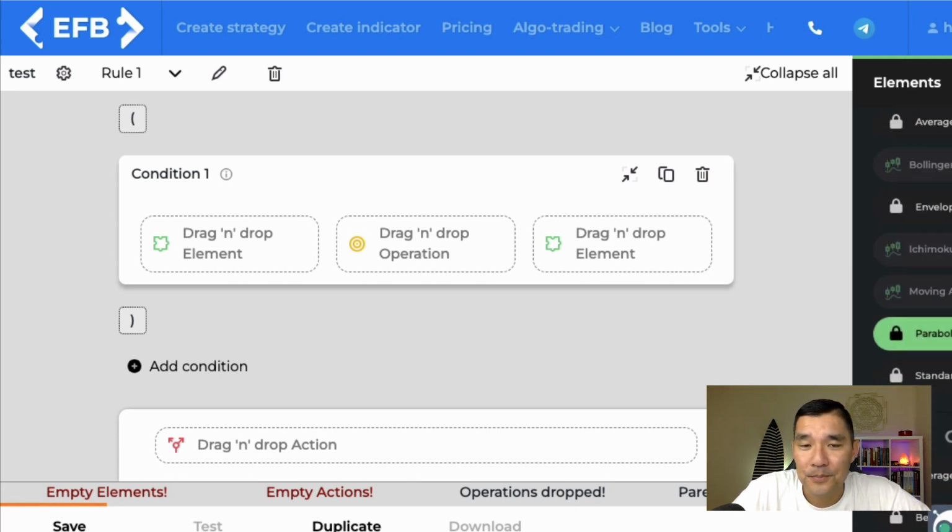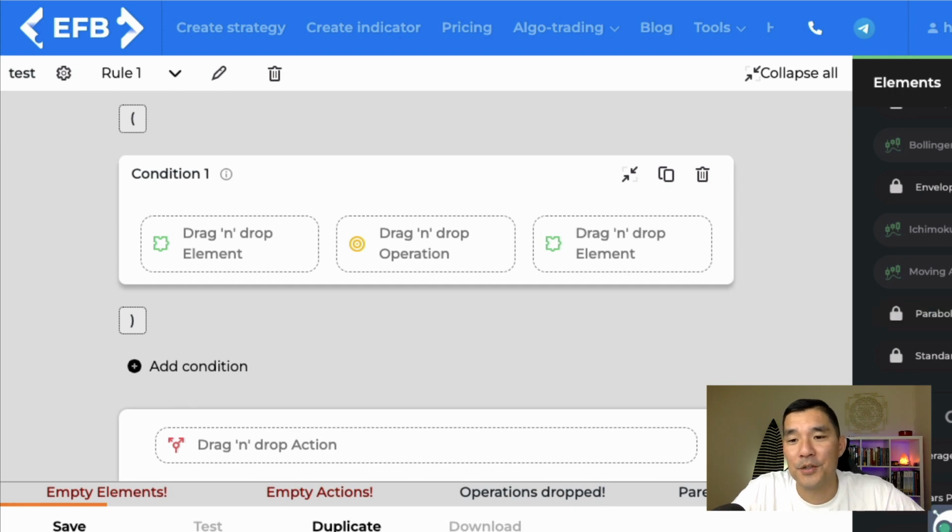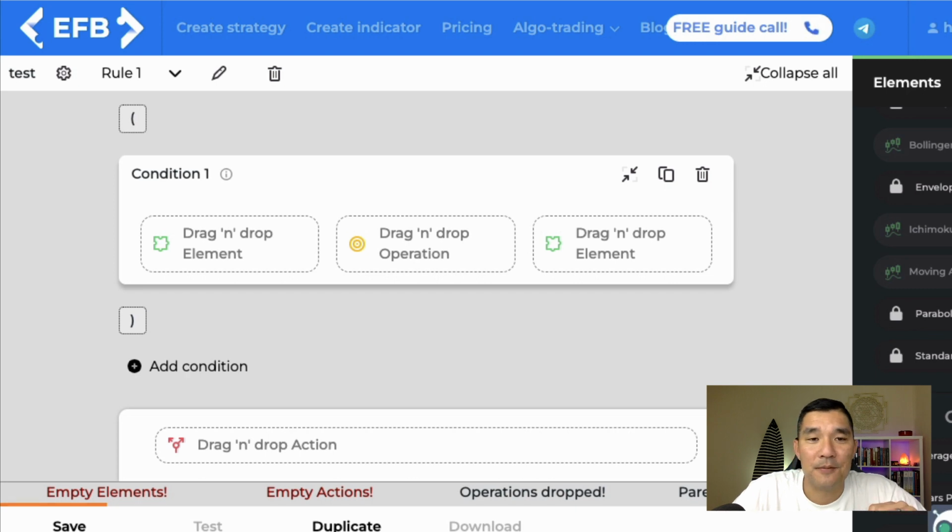The logic for building trading strategies isn't quite there. And I see this as something similar to an EA builder, where you can only create some very rudimentary trading strategies, some very rudimentary indicators. But if you really want to create something that's tradable or something that's going to be used in real life, in my experience, Easy Forex Builder is not able to do that.